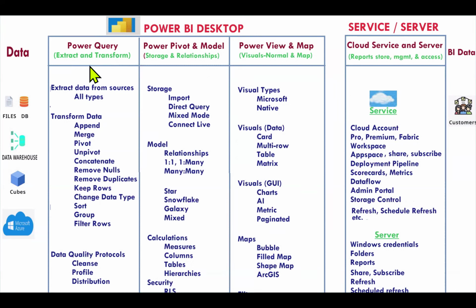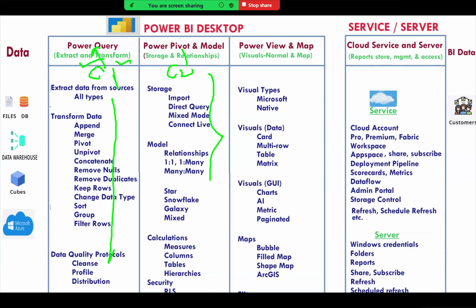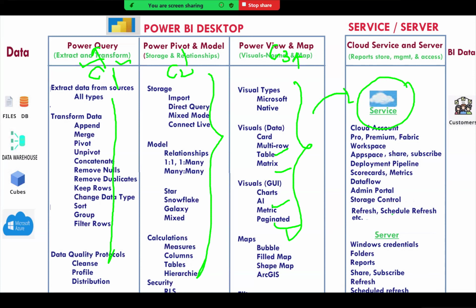So if you have data, concept one, Power Query, extract and transform, these all operations. Concept two, Power Pivot, these all operations. Concept three, Power View, these all operations, visuals and all. And finally, the report is made and we'll move to either cloud service or server, customers come to cloud or on-premises and view the reports. This is the end-to-end process. Power BI end-to-end process in the companies.